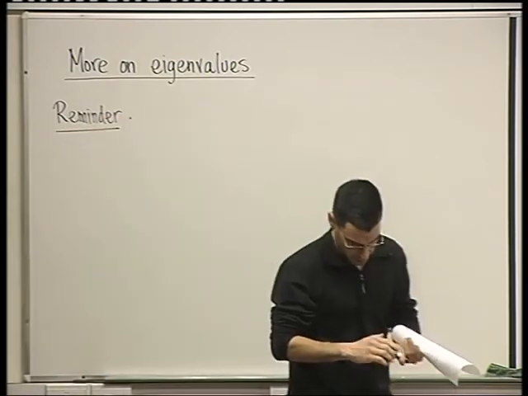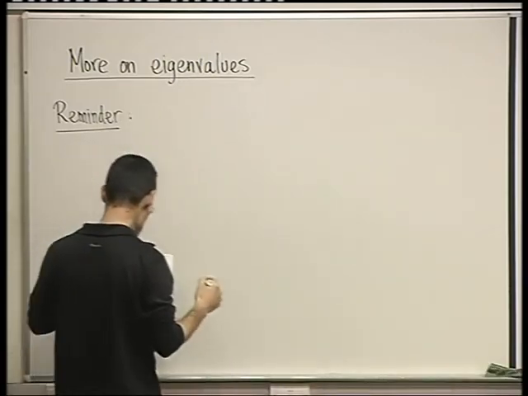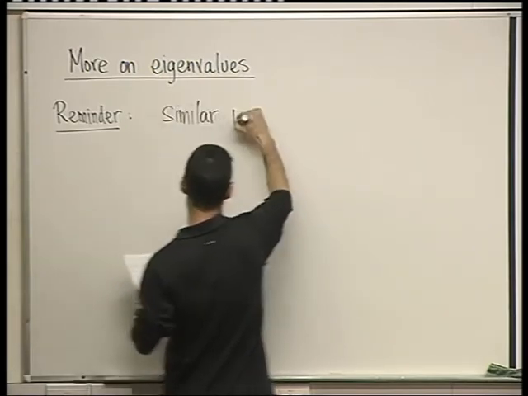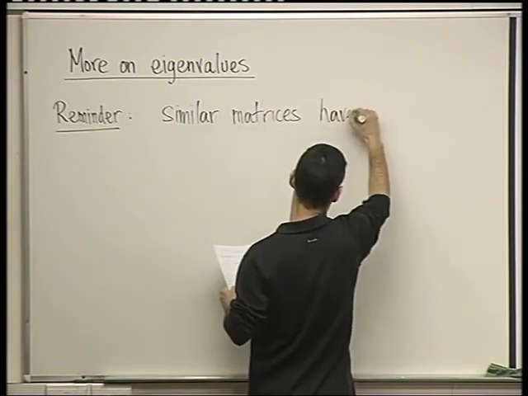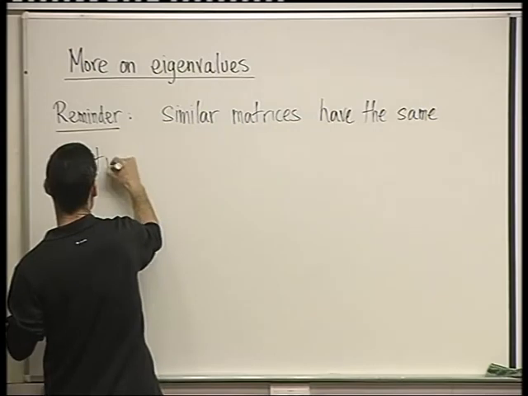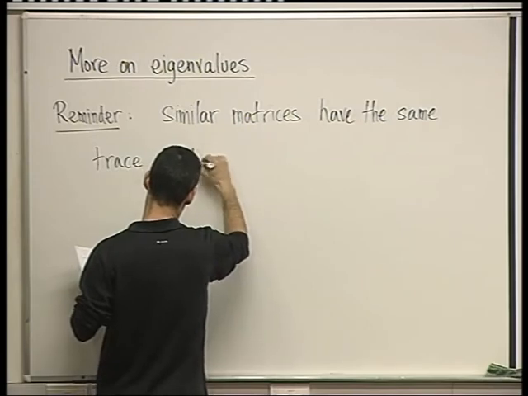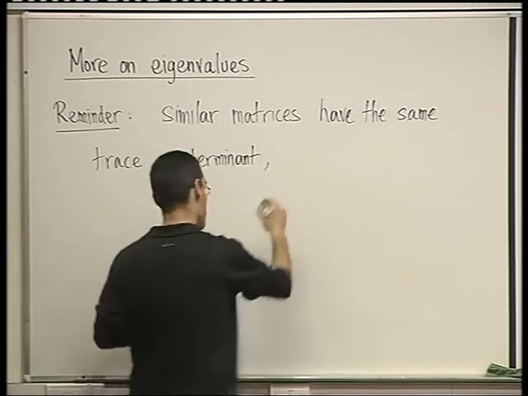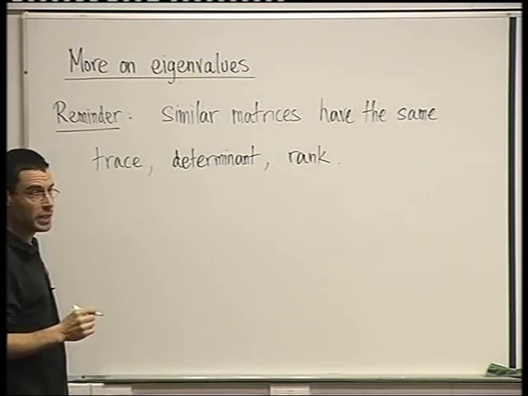So remember that we've seen, so here's a reminder. Similar matrices have the same, what? The same trace, right? The same determinant. Same rank. In fact, I think these are the three things that we've stated so far.